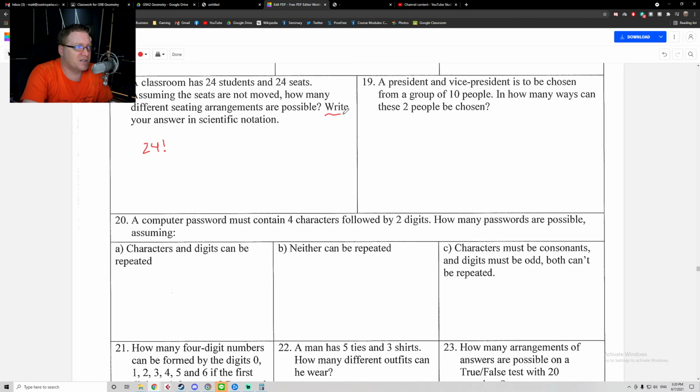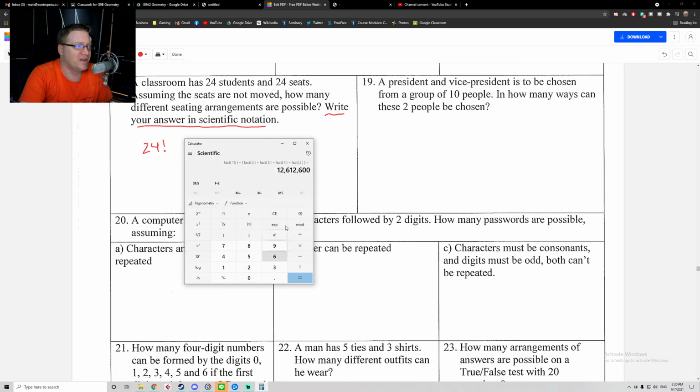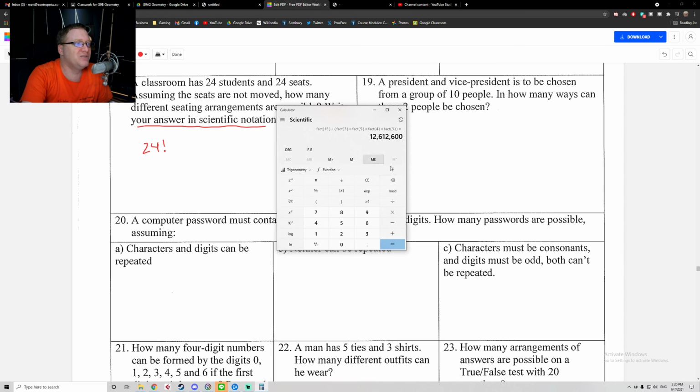Now, it asks us to put our answer in scientific notation. Why? Because 24 factorial is very big. Watch. 24 factorial is this number. It's huge. Factorials go up very fast. So 24 factorial is so big, we need to use scientific notation. Do you remember how to do that?